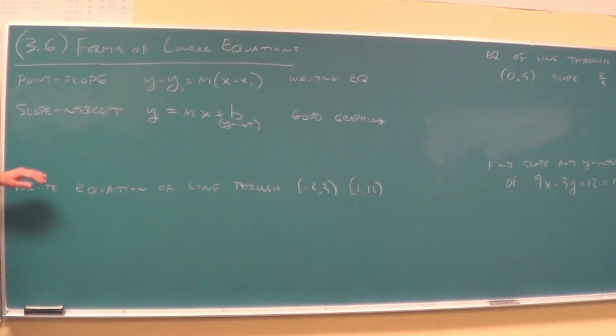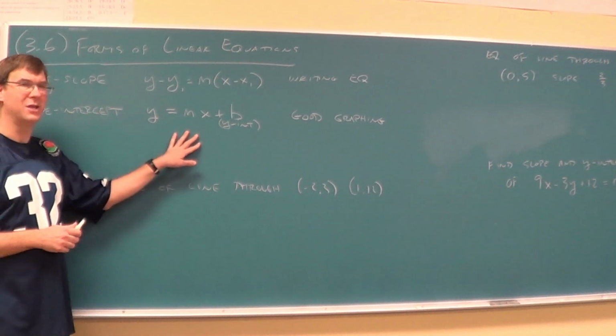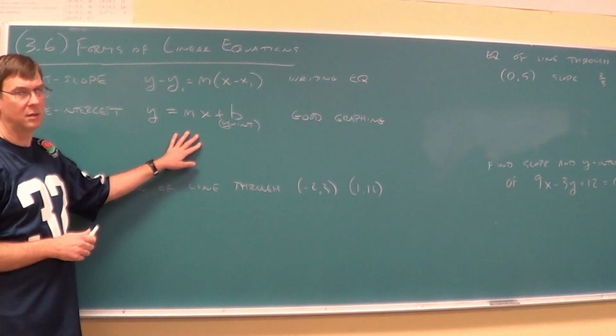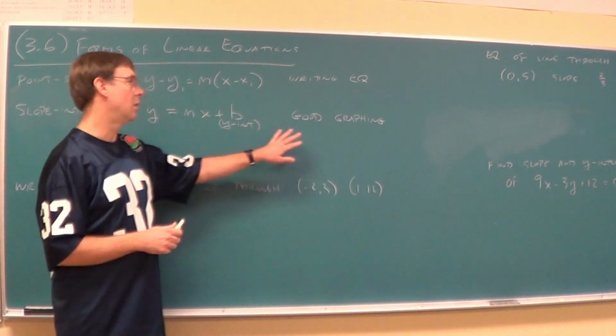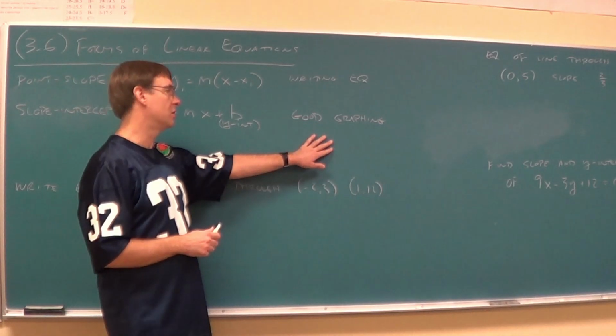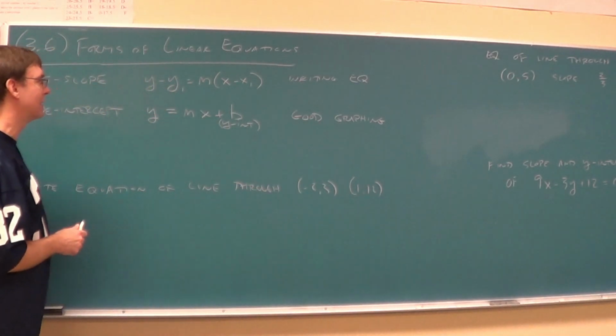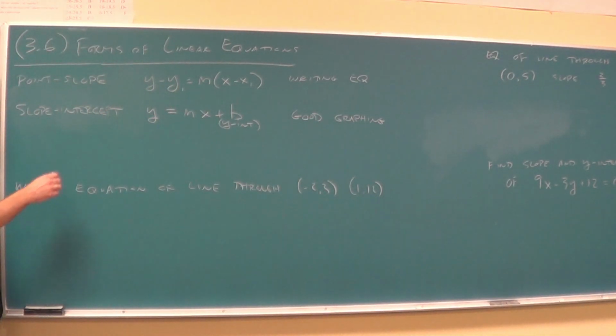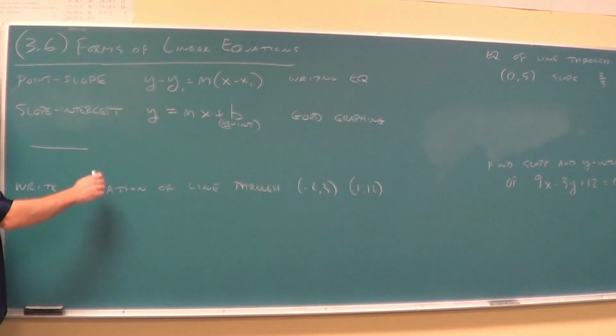Just by way of review, what was the other form that we had first in this chapter from around 3.2? Standard form. What was that equation? Ax plus by equals c. That's true. And what was that good for finding? Finding intercepts. What I need to give you is the last one for that list. It doesn't have a name.